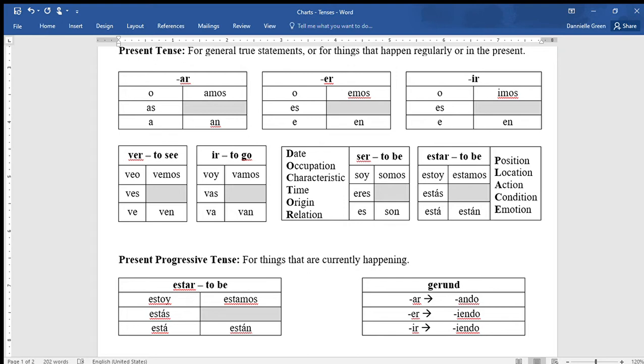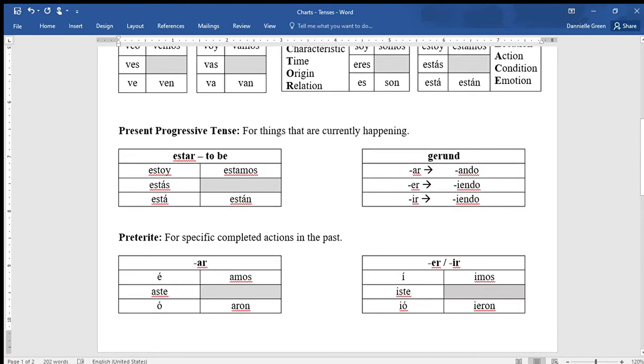And then next we get to the preterite tense. We use the preterite tense for actions that have been completed in the past with a specific start and end time, or at least a clear beginning and end to the action. So for example, if I want to say that I went to my grandparents' house last week, I could use the preterite for that.